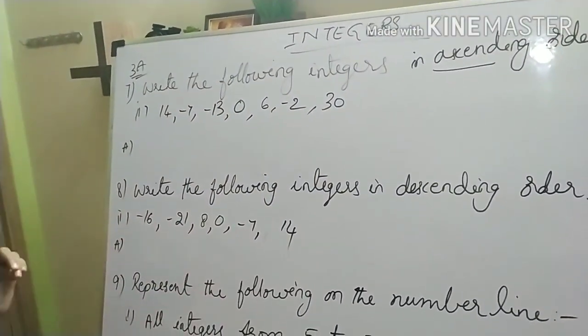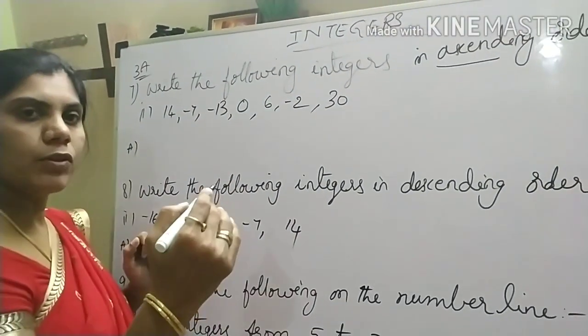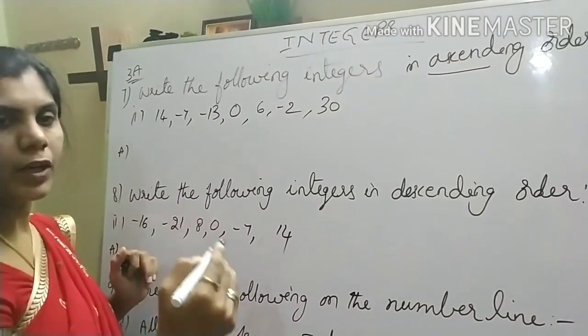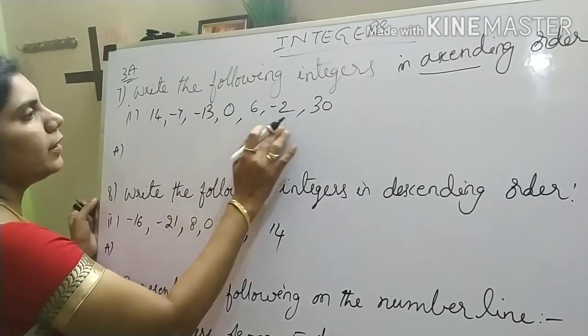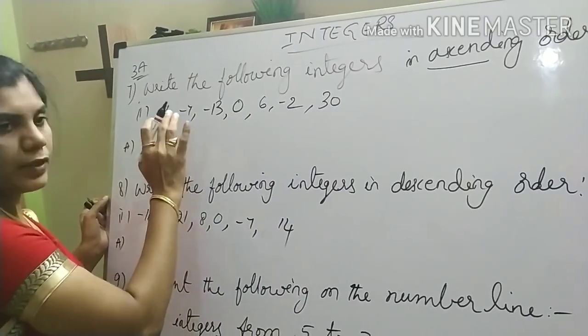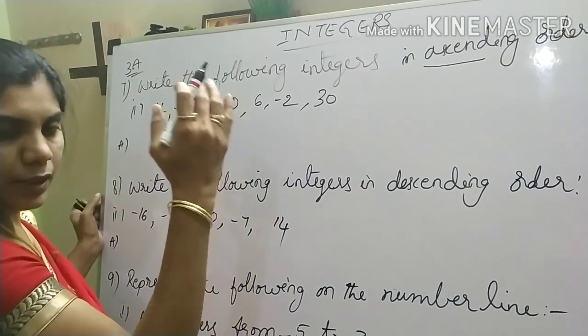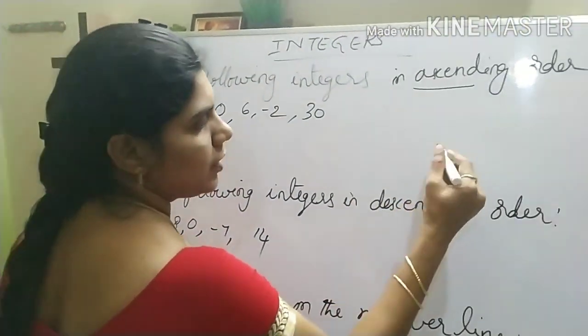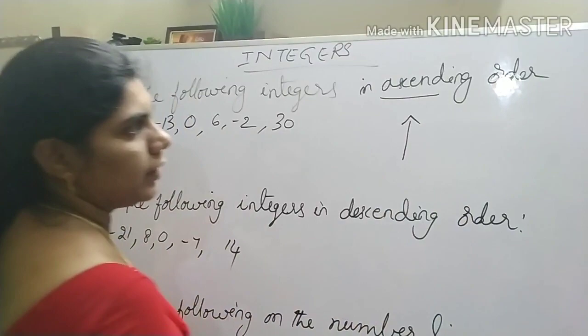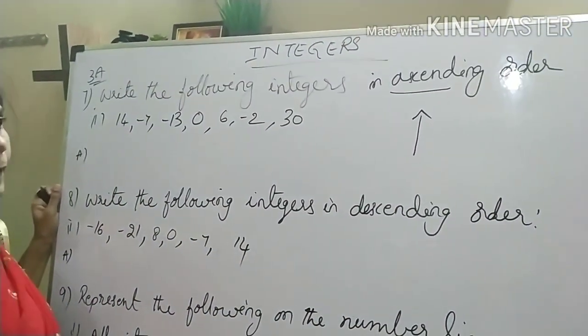Ascending order means first we have to start from the smaller number. That is, what is the smaller number here? That we have to see. After that, the next bigger one. In that way you have to go to the bigger number, from small to bigger. This is your ascending order, right?